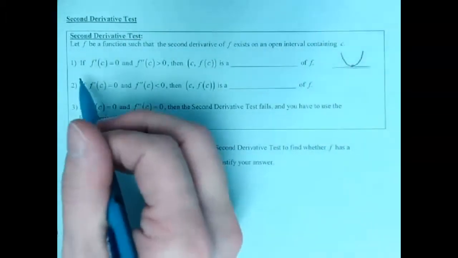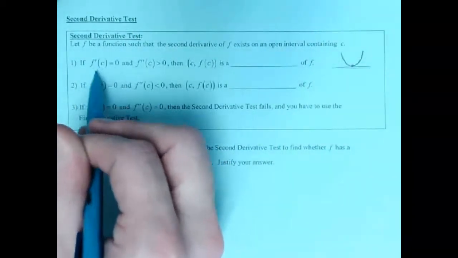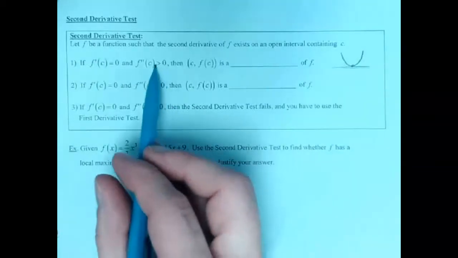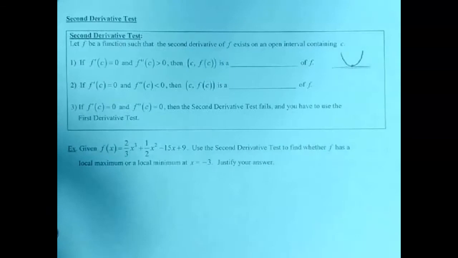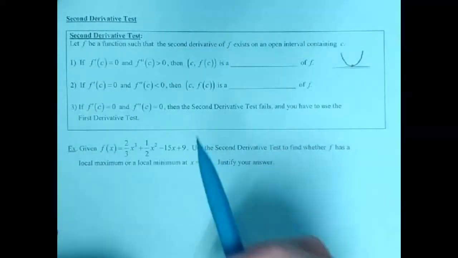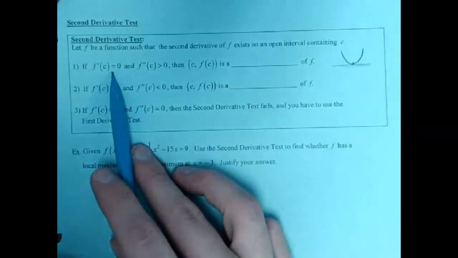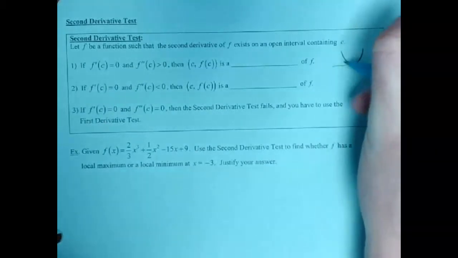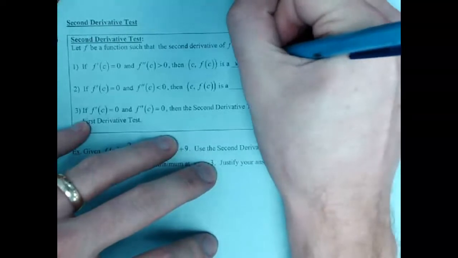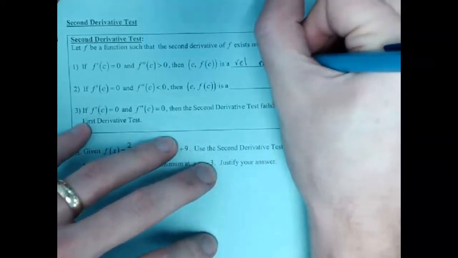This means it's a critical point. It's worthy of further investigation. And then you can see what's the concavity at that critical point to justify it as either a min or a max. But if your first derivative is 0, that means it's a critical point. It's got the horizontal tangent. And at the same time, the graph is curving upwards. We know that point is going to be a relative minimum.